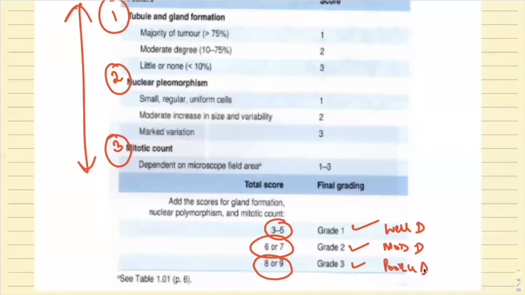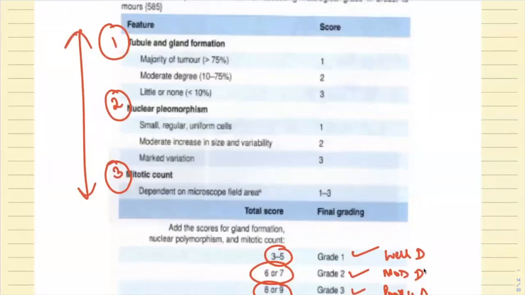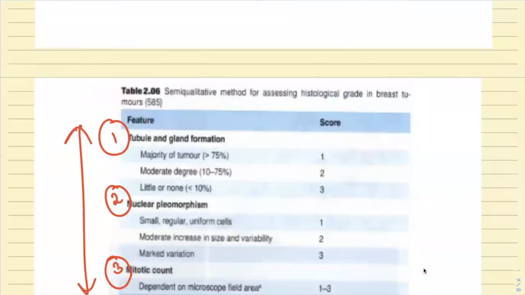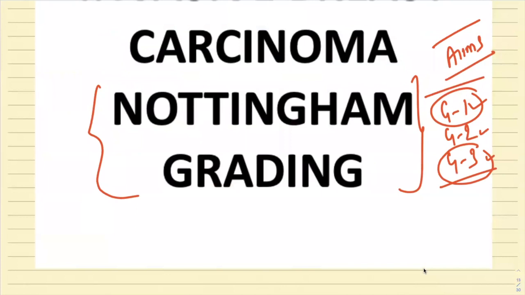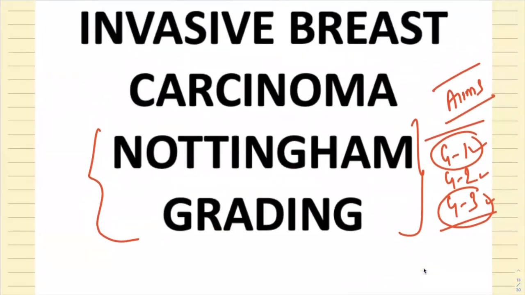So this is very, very important. Okay, so for the undergraduate, just the name Nottingham grading. This is the histological grading. Okay, there are 3 grades, and the 3 parameters are the tubule and gland formation and the nuclear pleomorphism along with the mitotic count. Is this very clear? The Nottingham grading is for breast carcinoma, for invasive breast carcinoma.